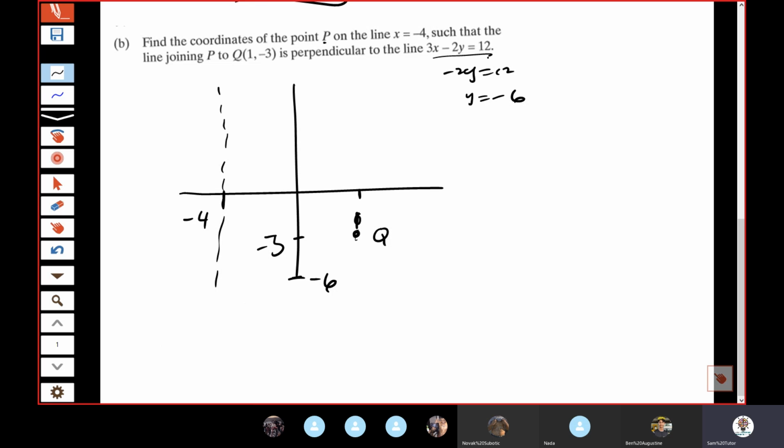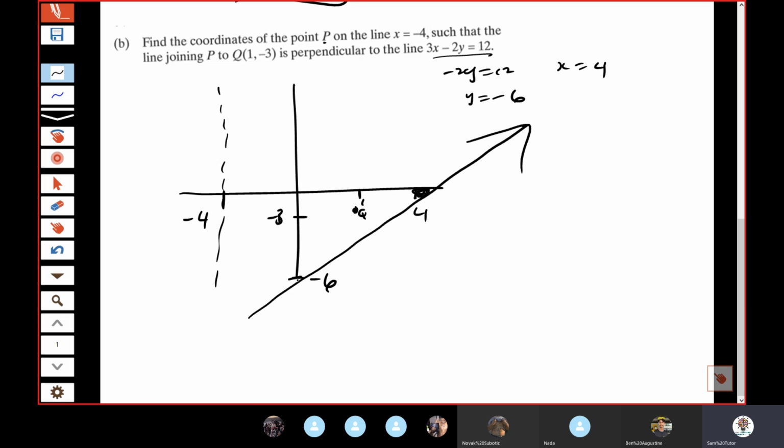When y is 0, x equals 4. Anyone have any questions? Oh, did I just go through Q? I shouldn't have done that. Let's just move this up a little bit just so you guys don't get confused. Negative 1, there we go. No, negative 3, that's 1, that's Q. That's meant to be 4.